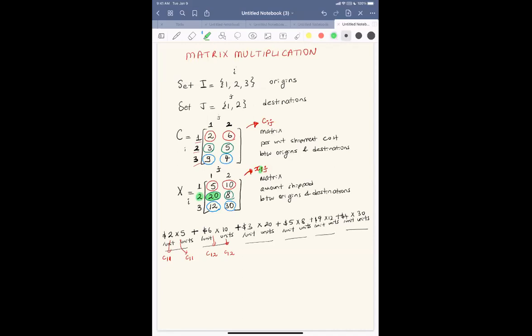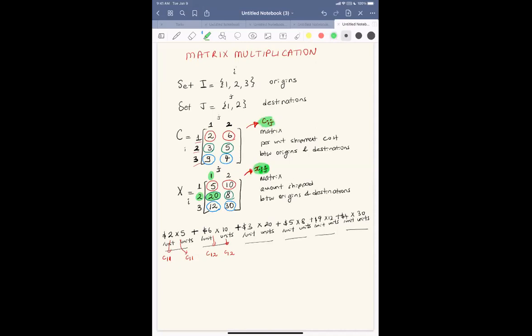But that's really between the second origin and the first destination, right? So the i and j tell us what origin and what destination we're talking about, because there are lots of amounts, 6 of them, but it's also important to know the origin and the destination of the element we're referring to. All right, so Cij is the elements of the cost matrix, and Xij are the elements of the amount shipped matrix.